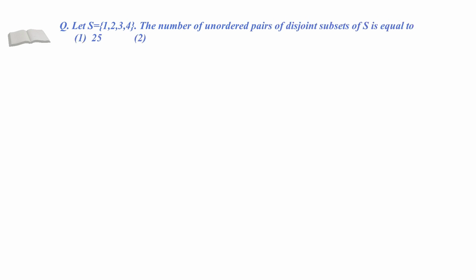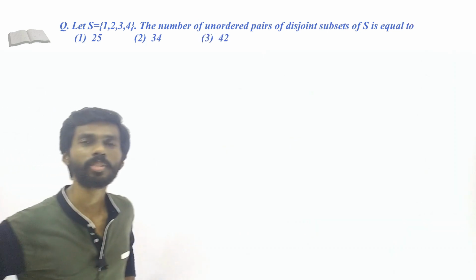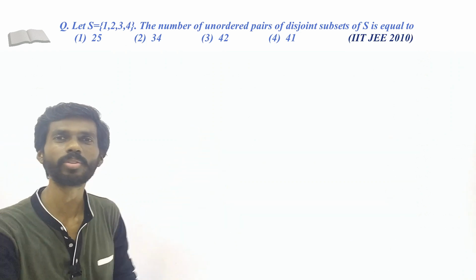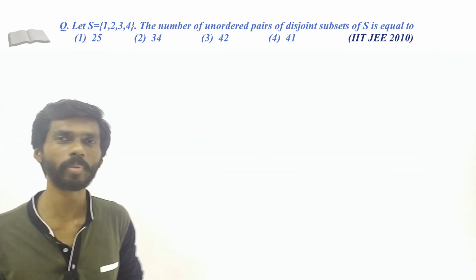Let S be the set {1, 2, 3, 4}. The number of unordered pairs of disjoint subsets of S is equal to what? See, this question is similar to the other questions but very simple. There are two subsets given for the set and they are disjoint. So we need to find the total number of possible combinations.